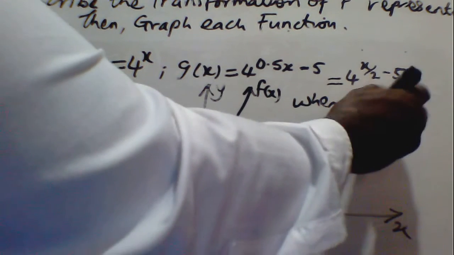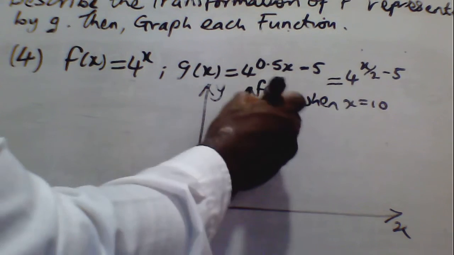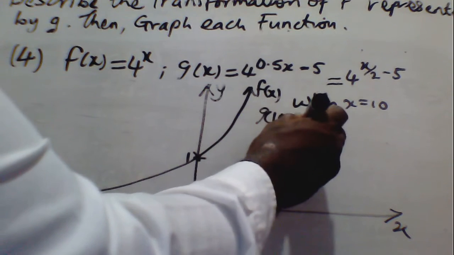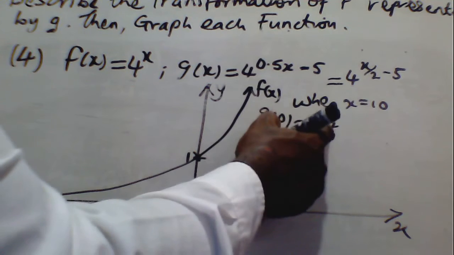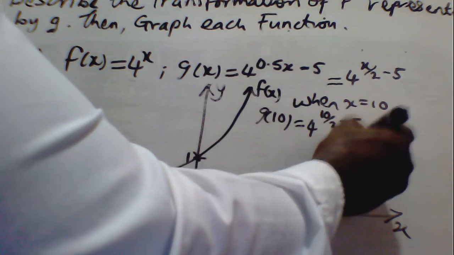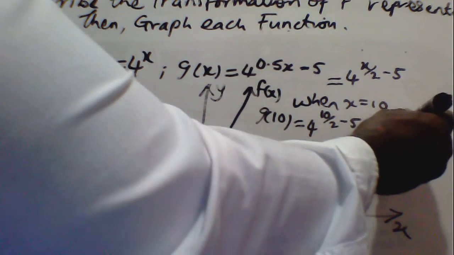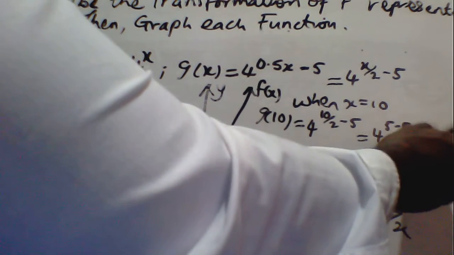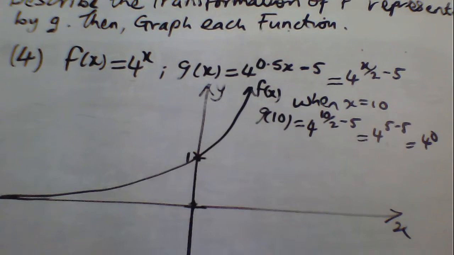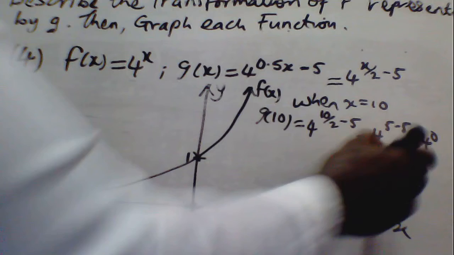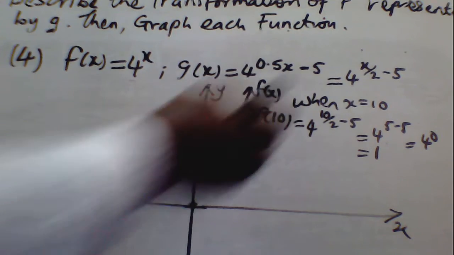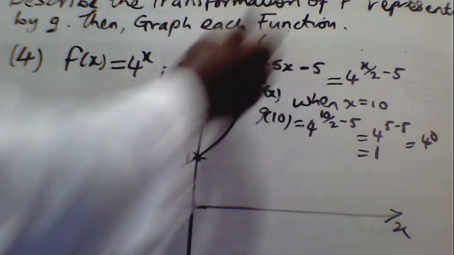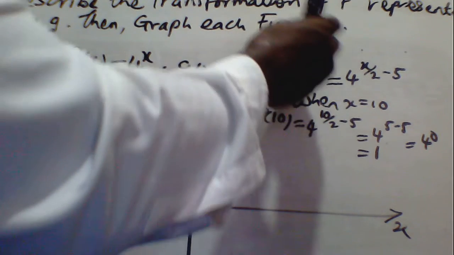When x is equal to 10, you have g of 10 equals 4 raised to power 10 divided by 2 minus 5. So this will give us 4 raised to power 5 minus 5, and that will give us 4 raised to power 0. I hope you are seeing it. 4 raised to power 0 is equal to 1. So this is a good point that we can use. In this case, we have 10 and 1.